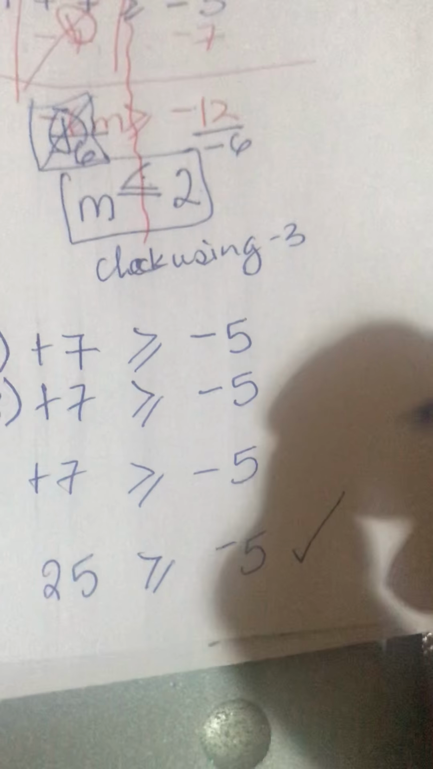And then I will graph. You graph your answer. This one is your solution. You don't graph this. You graph whatever is in the box. You draw your number line. You are going to the left. So here it is closed because of the equal sign.